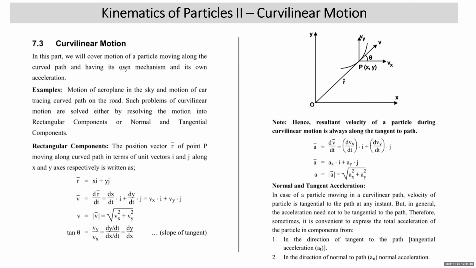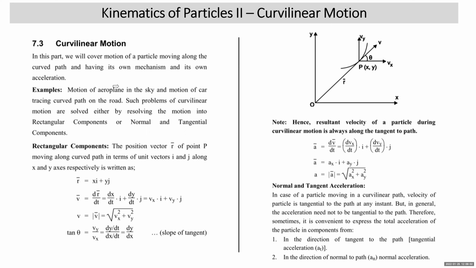Projectile does not have its own mechanism to have its own acceleration. In this part, we will cover the problems of curvilinear motion other than that of projectile, right? Examples like motion of the aeroplane flying in the sky and tracing the curved path, or motion of the car tracing the curved path on the road.